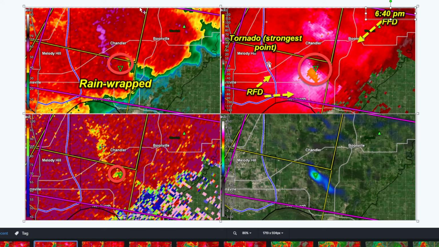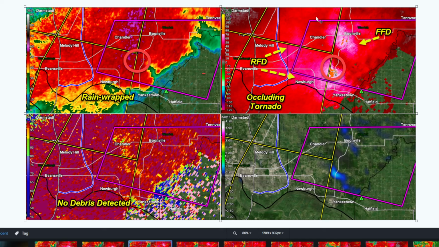You can also start to see the rear flank downdraft winds really increase. After the tornado, you had a prolonged period of damaging winds, and then we also had forward flank winds develop as well. All this stuff will get you tongue tied here. Continue on here. Again, you can see it's rain wrapped. This is essentially where the tornado occludes. This is Highway 61 here in Warwick County.